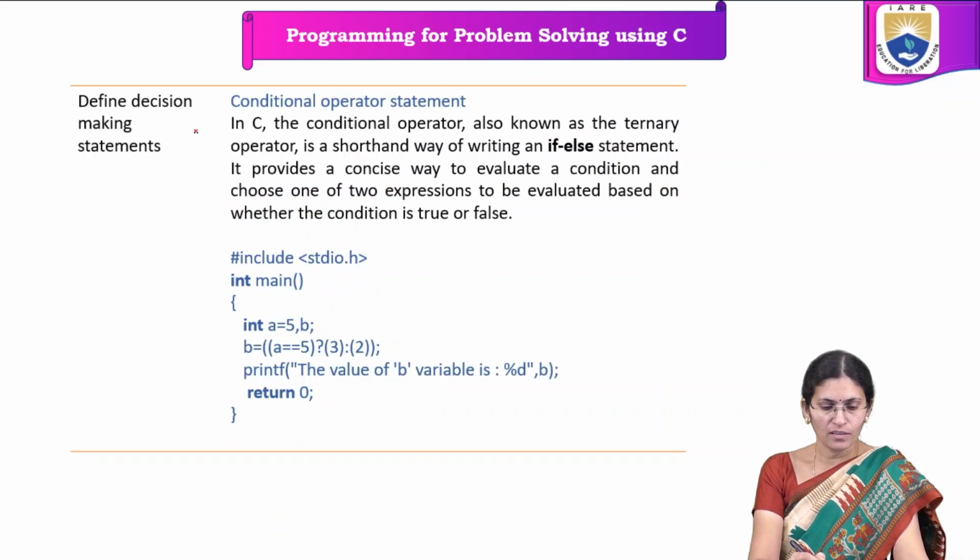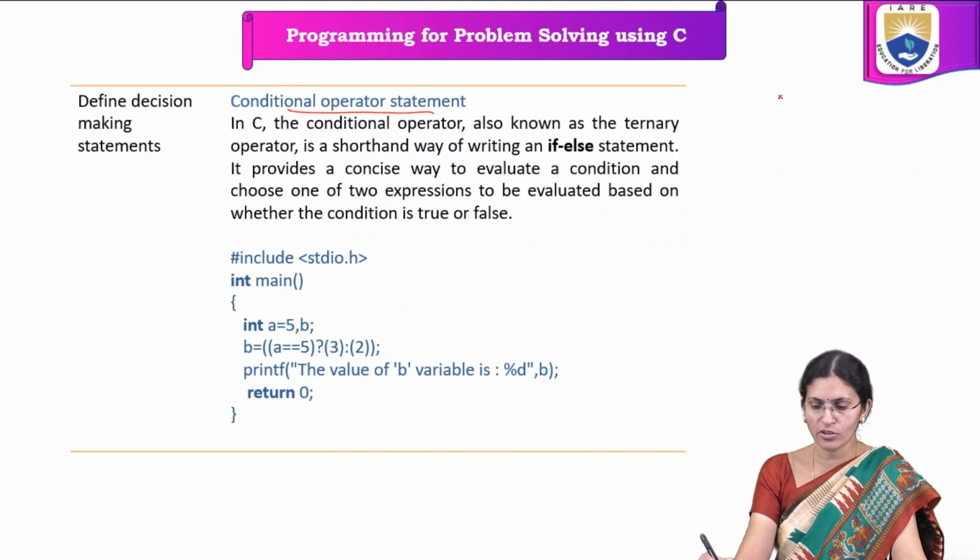Next is the conditional operator statement. This is also called the ternary operator. If-else statements which are written in 3 to 4 lines of code can be replaced by this ternary operator. That is the use of this.